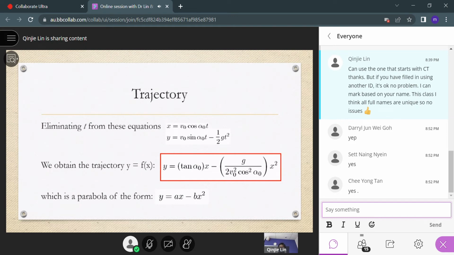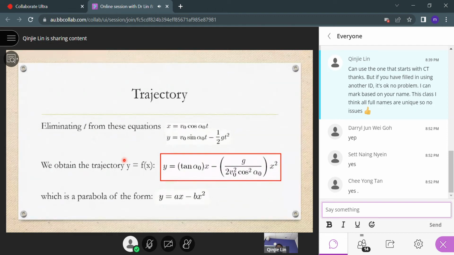Now we talk about some other properties of projectile motion. So we have this thing called the trajectory. That means the path taken by the projectile. If you want to find the path taken, we will go back to the equations and try to change them to suit our form.